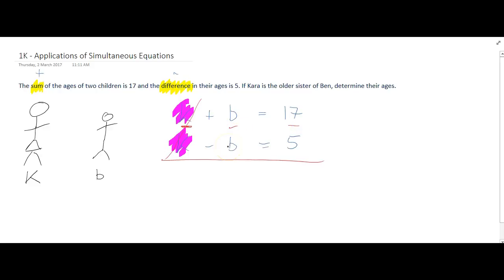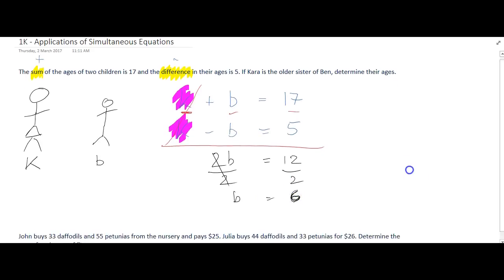B, take away negative B. When we take away a negative number, it becomes a plus. We end up with 2B, and 17 minus 5 is 12. Okay, so working that through, we have B equals 6. So that tells us that Ben is 6 years old.